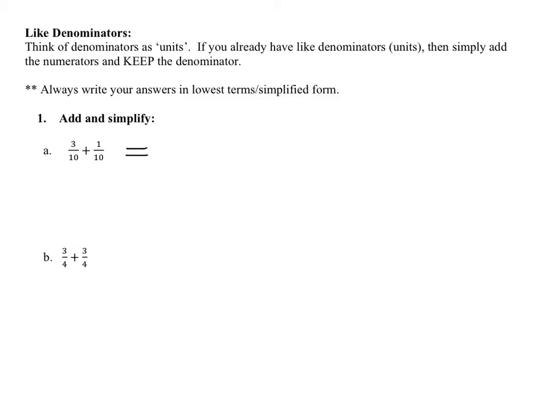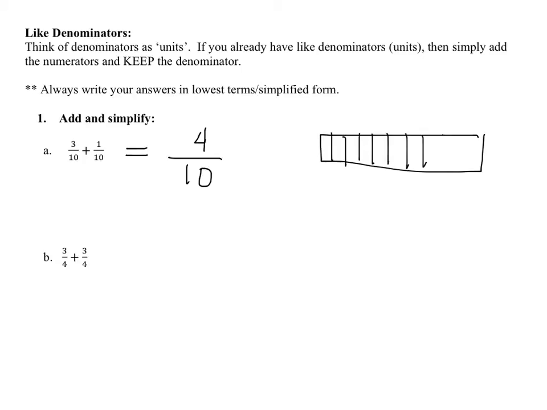So in this first one, I have Hershey bars divided up into 10 pieces. I have 3 of them, and one of them is 4. So if you think about it, this is how it's going down. There's my Hershey bar divided into 10 pieces. The first guy says I got 3 of them. Second guy says I got 1 of them.